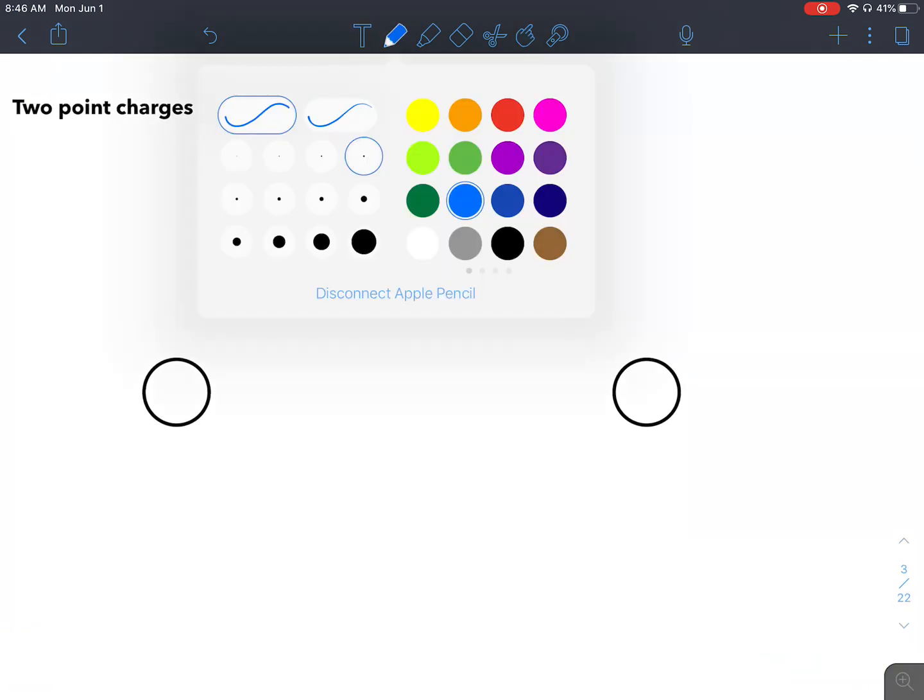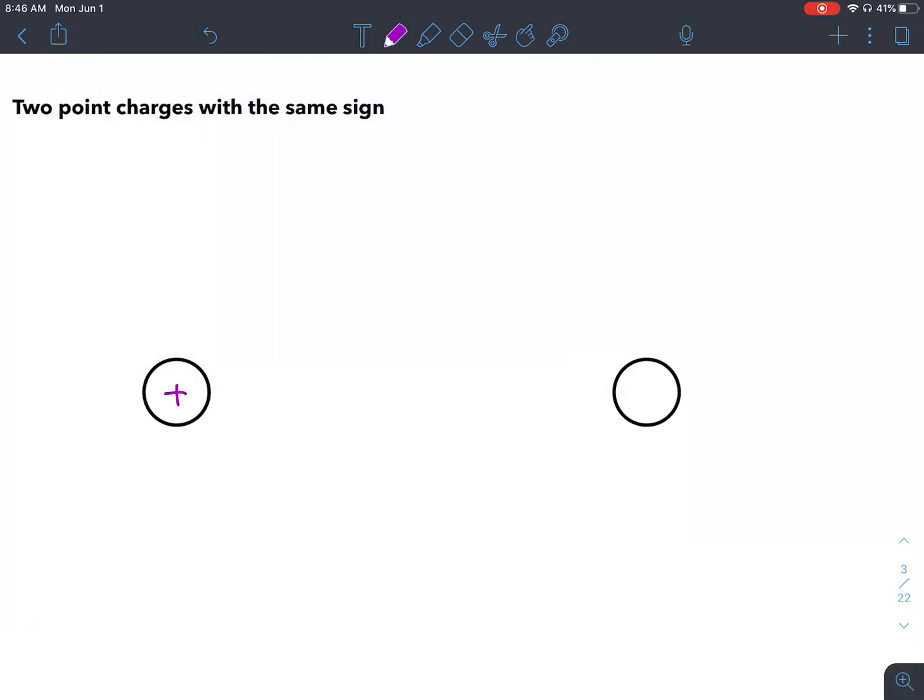Okay, this could be both positive, both negative, doesn't really matter. Positive, negative, like so. Oops, sorry, same sign, both positive. Okay, now we're going to get a field line that comes out like that. Okay, we're going to get a field line that comes out like that. But field lines can't cross, and positive charges don't like each other.